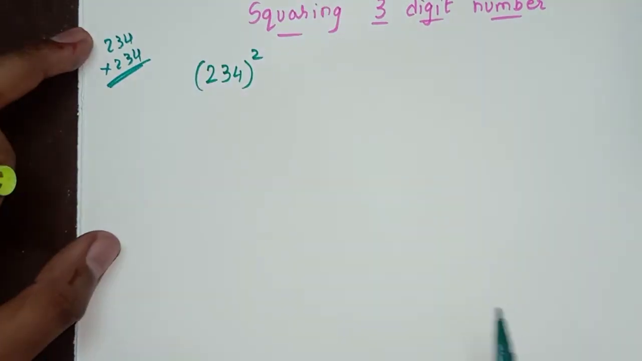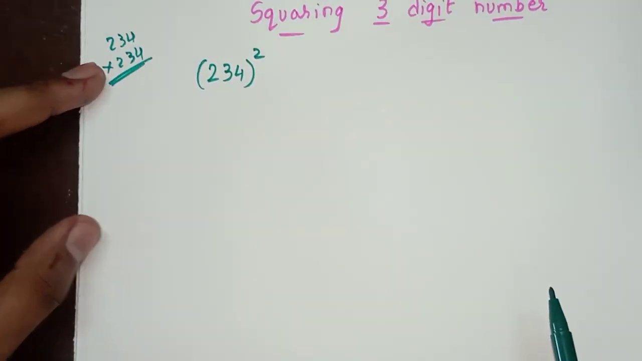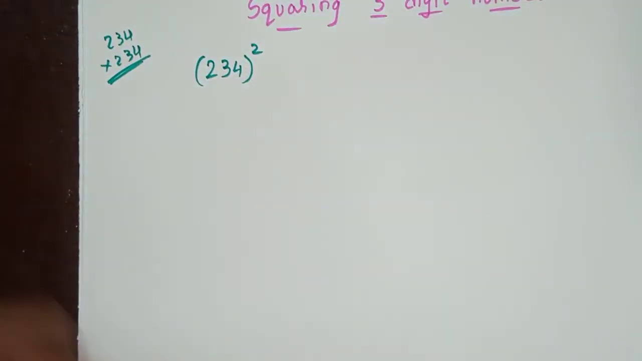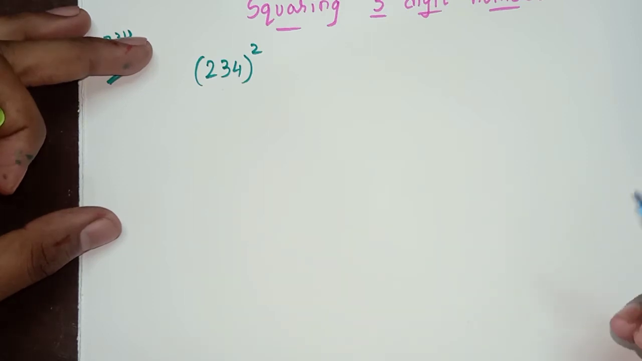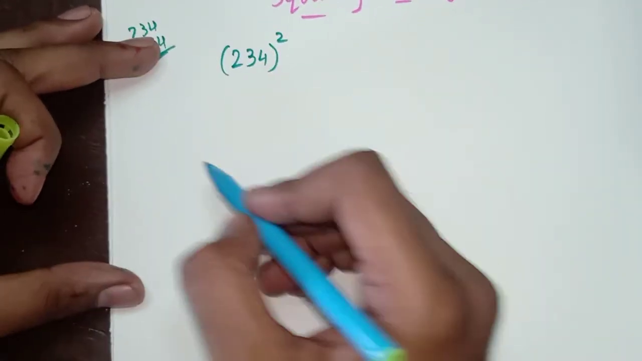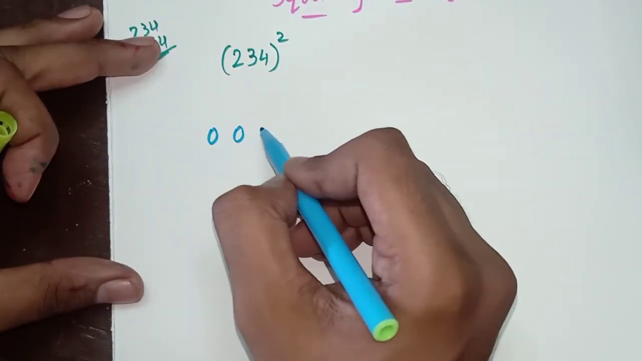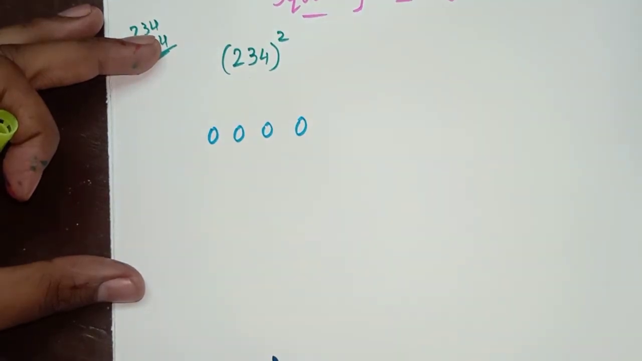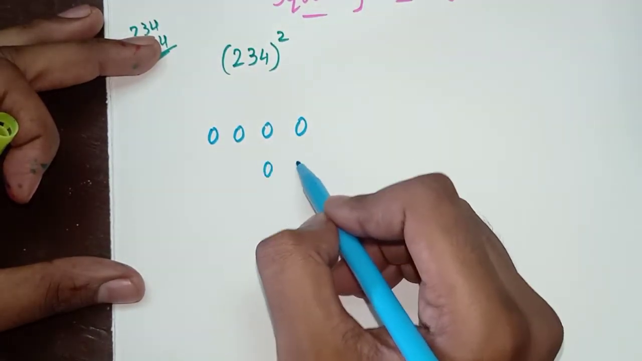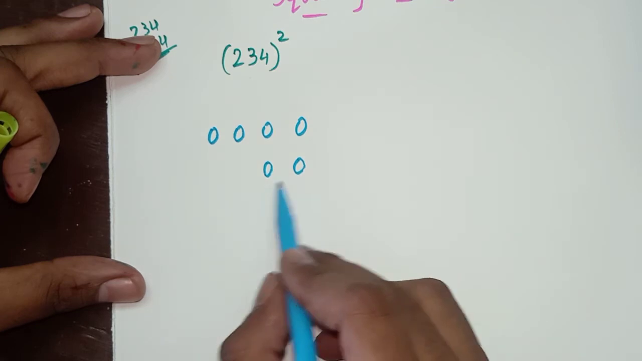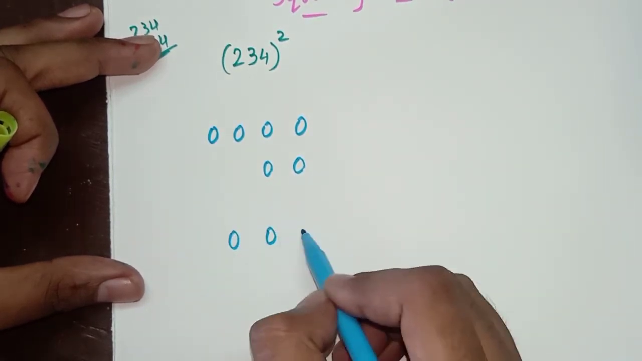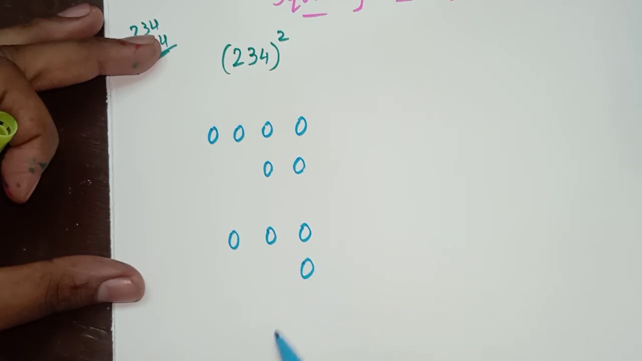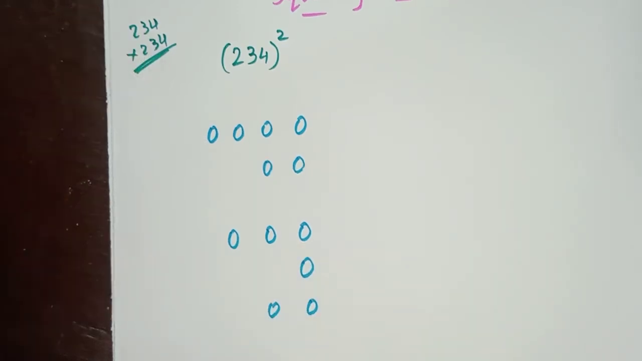So this is a 3-digit number multiplied by a 3-digit number, so you can imagine how hard the calculation is going to be. But I will make it very simple for you. What you have to do is the pattern of zeros. See this properly: you put 4 zeros, then 2 zeros, then you leave some space. After that you put 3 zeros, then 1 zero, and then 2 zeros.